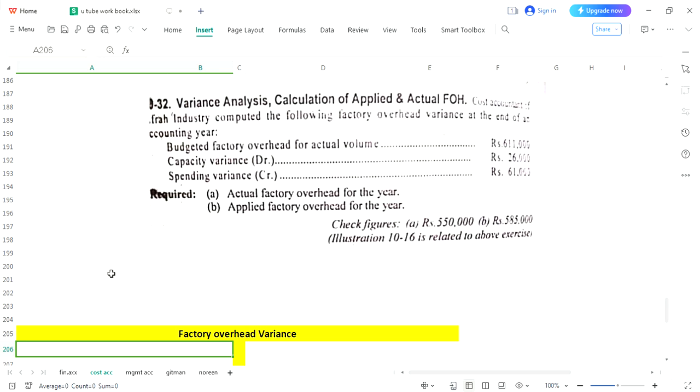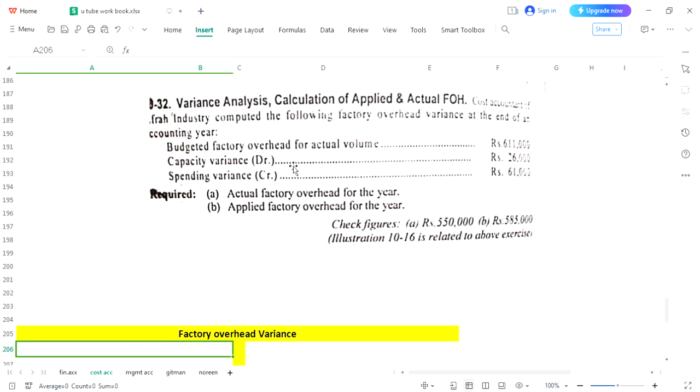Today's target is to solve question number 10.32. The chapter is associated with factory overhead variance. We have already solved dozens of questions and we know what the procedure, the proforma, and the format are. So we are directly starting with the format, even though we haven't read the question, which is a little different.